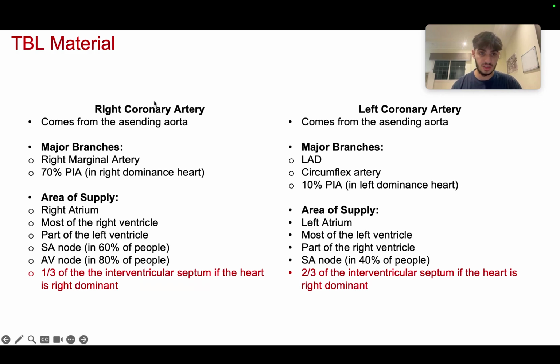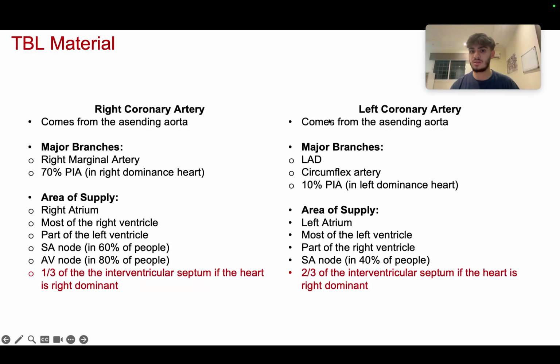The major branches coming from the right coronary artery are the right marginal arteries, and 70% of the time the PIA. As for the area of supply, it supplies the right atrium, most of the right ventricle, part of the left ventricle, and the SA and the AV node. This is also important to know. It also supplies one third of the interventricular septum of the heart in a right dominant person.